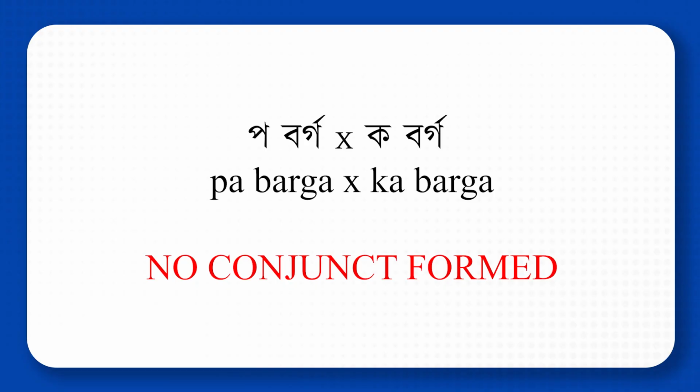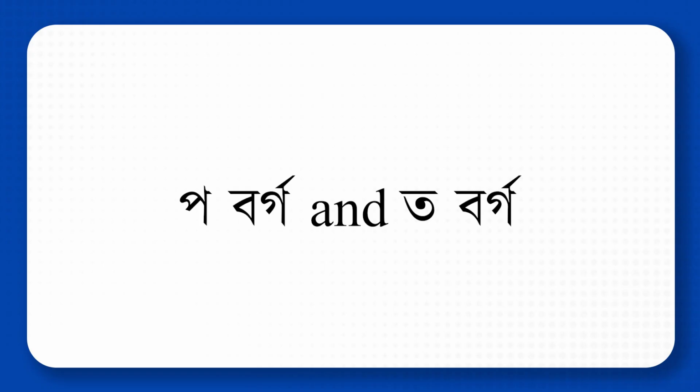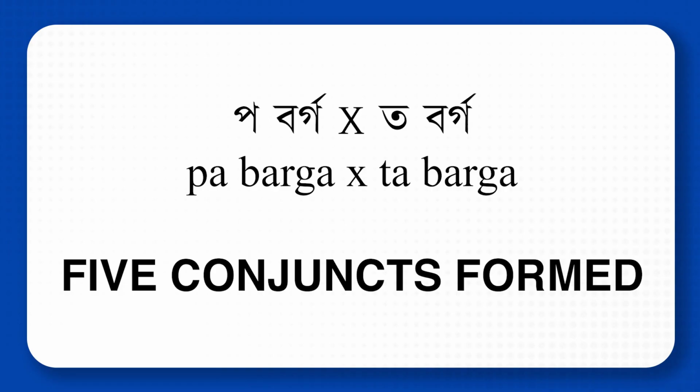Firstly, প-বর্গ does not form any conjuncts with the members of ক-বর্গ. Similarly, প-বর্গ also does not form any conjuncts with the members of চ-বর্গ. Again, there is no cluster formation between the members of প-বর্গ and ট-বর্গ. Now, when the merge between প-বর্গ and ত-বর্গ happens, we get 5 conjuncts from this.